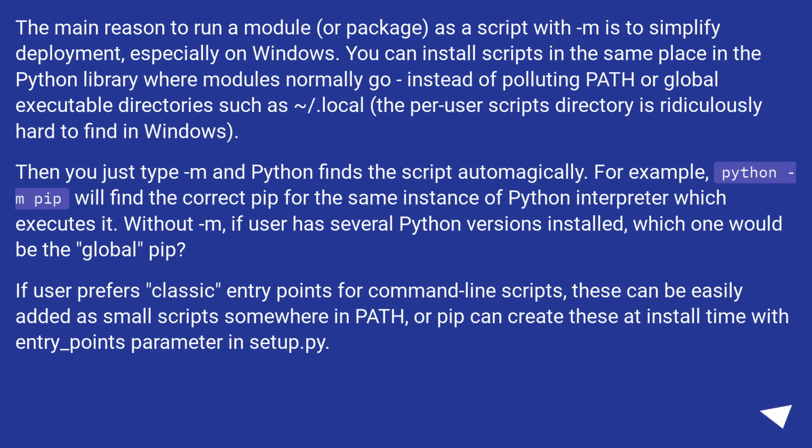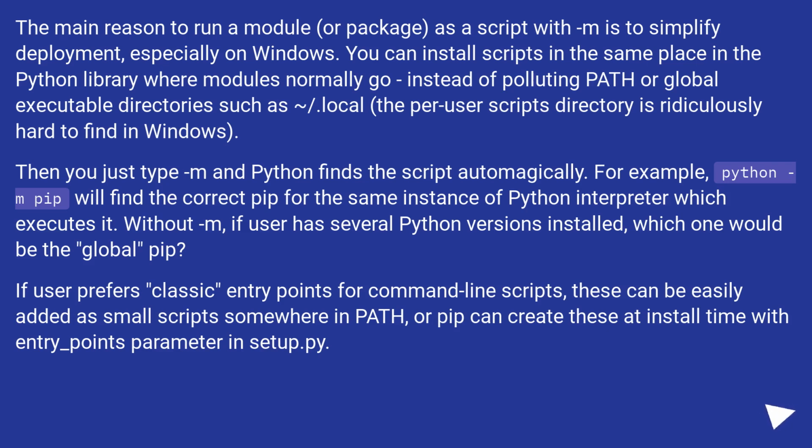The main reason to run a module, or package, as a script with -m is to simplify deployment, especially on Windows. You can install scripts in the same place in the Python library where modules normally go, instead of polluting PATH or global executable directories such as ~/.local. The per-user scripts directory is ridiculously hard to find in Windows. Then you just type -m and Python finds the script automagically. For example, python -m pip will find the correct pip for the same instance of the Python interpreter which executes it. Without -m, if the user has several Python versions installed, which one would be the global pip?